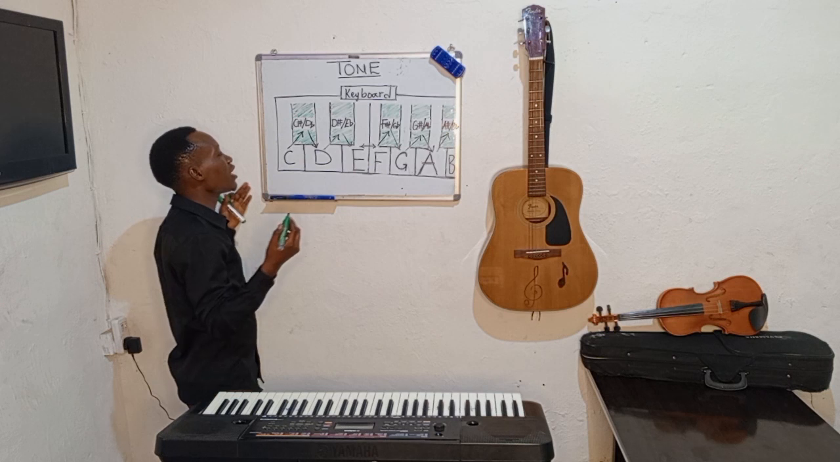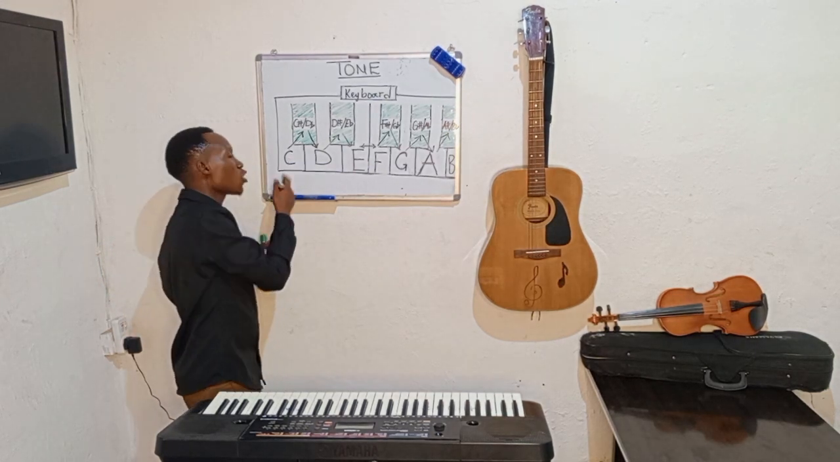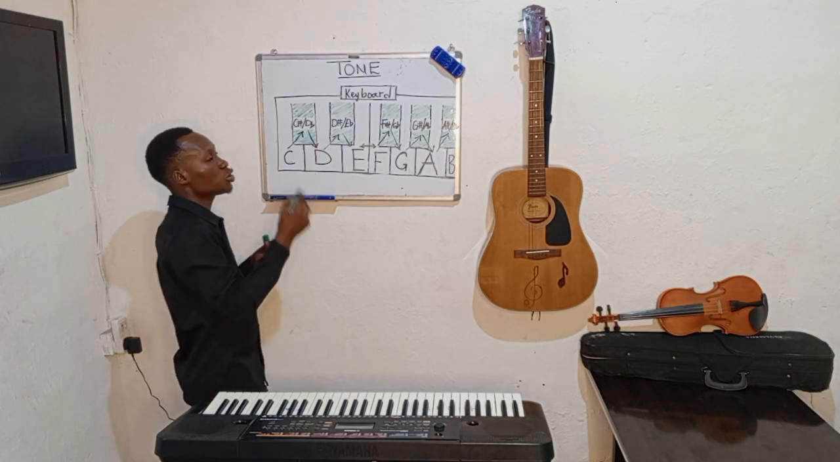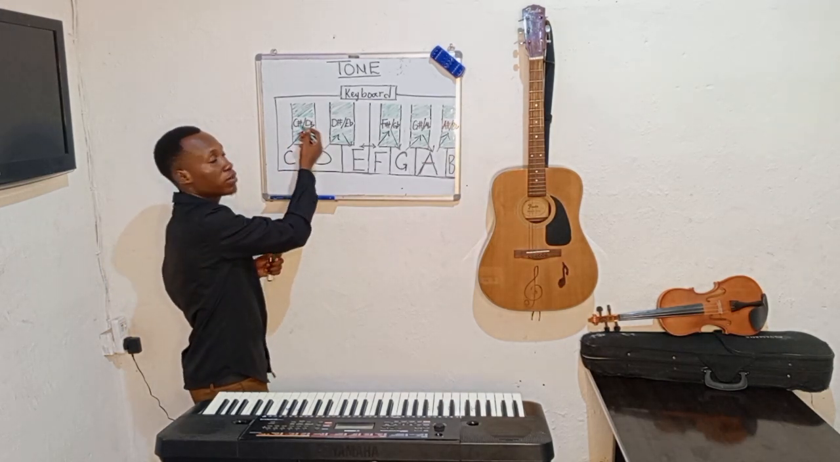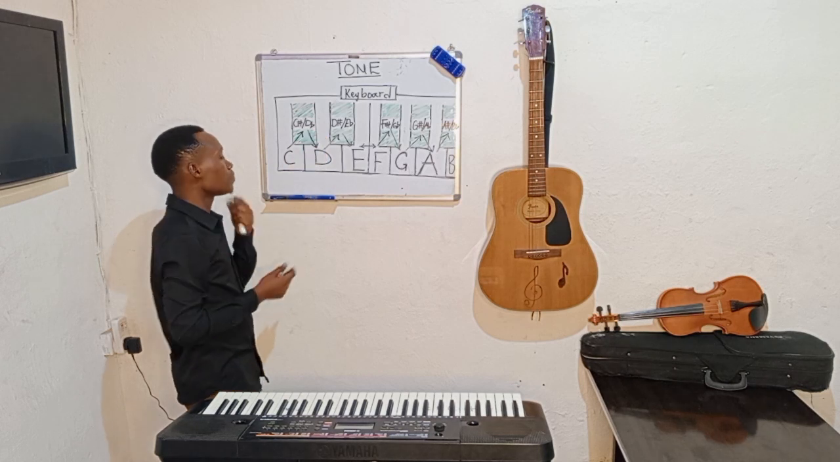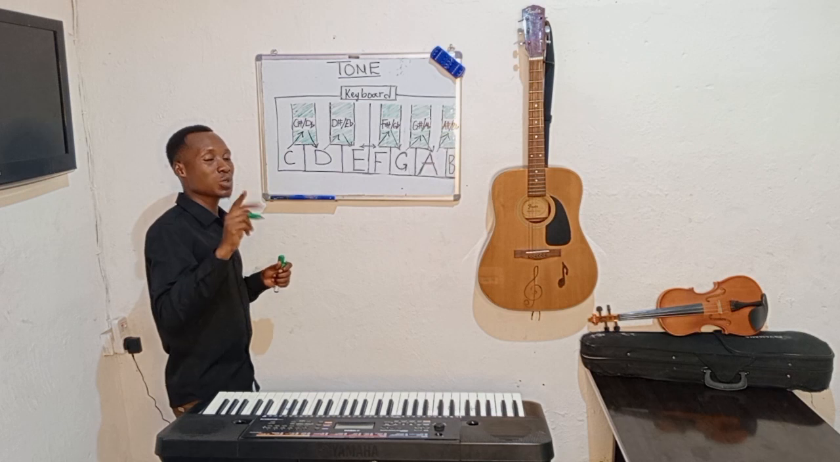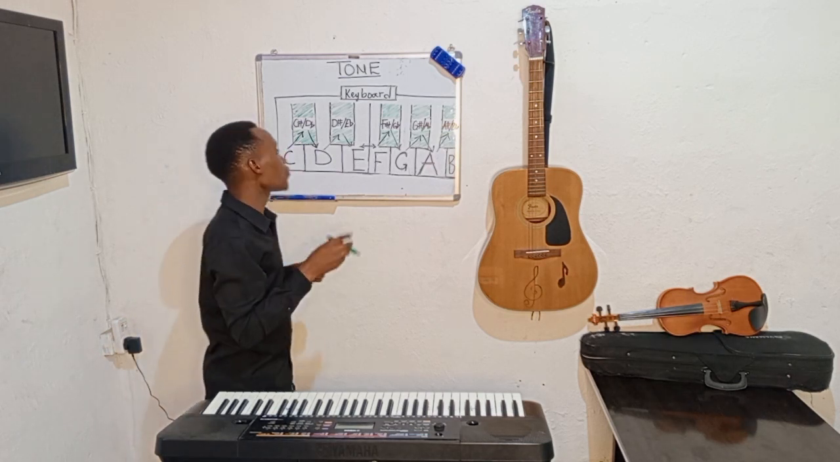So if you are now looking for a semitone from C, you have to move a step higher. Moving a step higher will lead you to what we call C sharp or D flat basically. Now that is a semitone. Now how do we get a tone? Remember, a tone is the addition of two half tones.